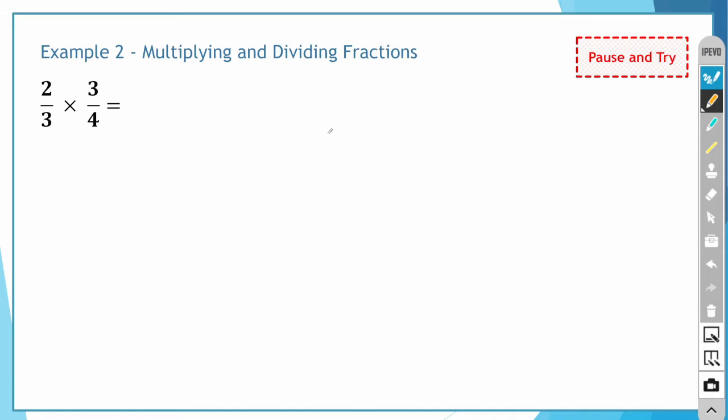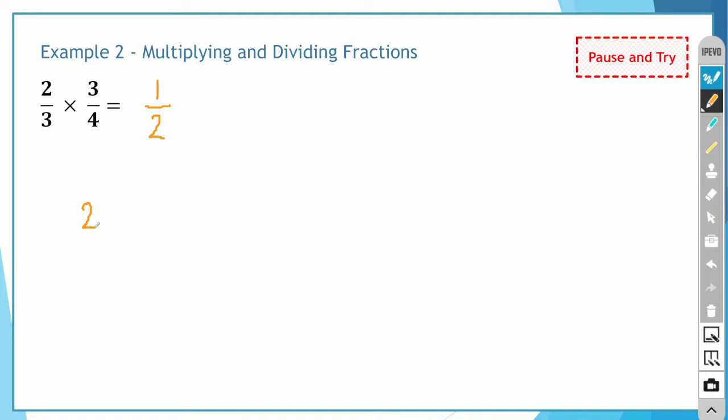So here we have example 2. I'm going to give you guys a chance to pause it and try it yourself first. If you did pause it and you got the answer 1/2, then fantastic, you got this correct. And if you didn't, we're going to work through it together now.